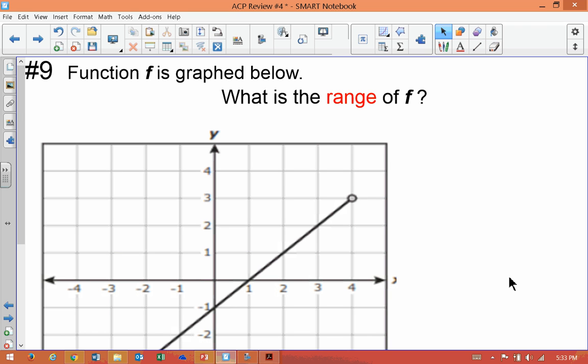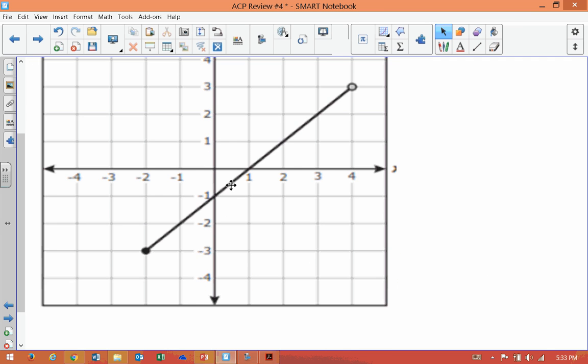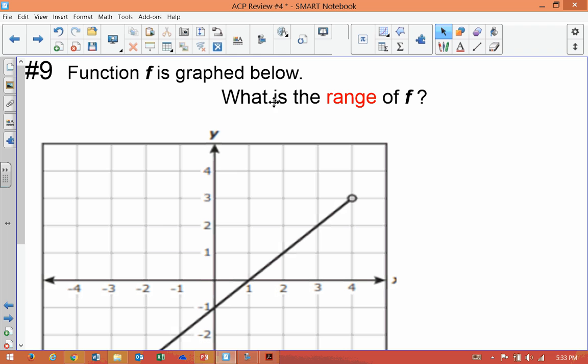Okay, ACP problem number 9. Function F is graphed below, and there is function F. What is the range of F?